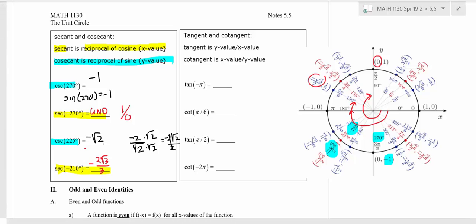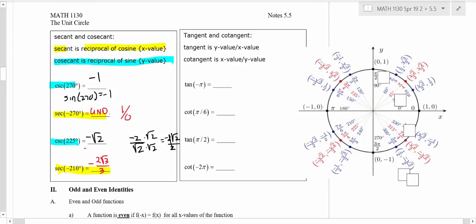A secant or cosecant is: look at the x or y value and do reciprocals. Okay, is everybody with me there? Okay, no questions? Okay, this is pretty easy to learn. Okay, now when you do a tangent and cotangent, you just have to apply the definition.